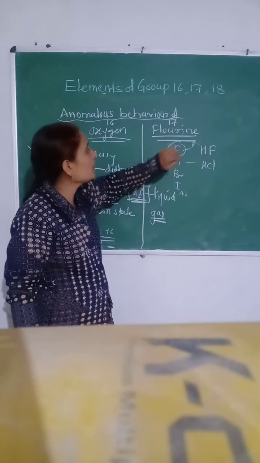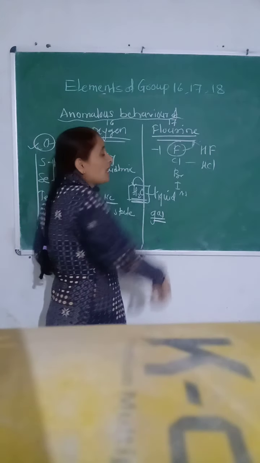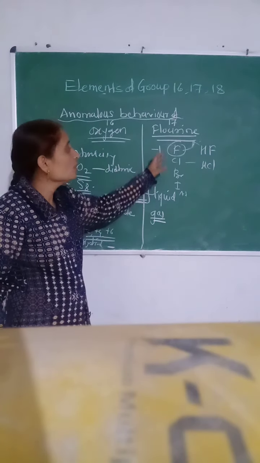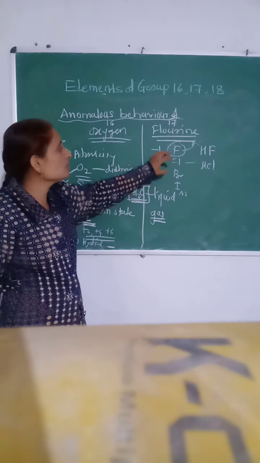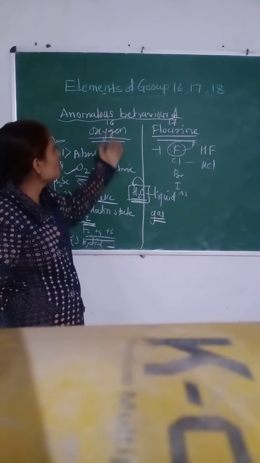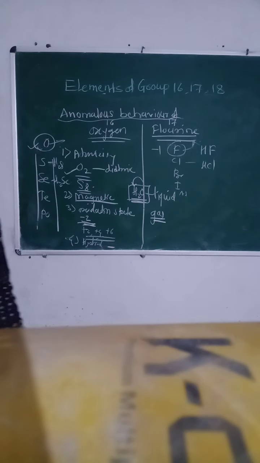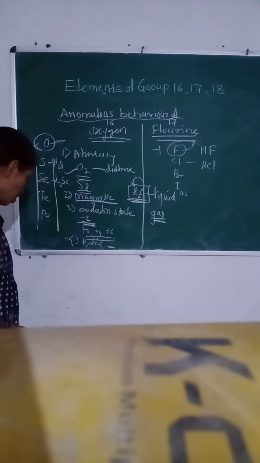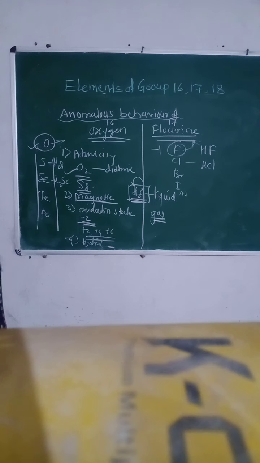Highest electronegativity is in fluorine. As for oxidation state, it always shows -1, while the others go to plus. These are the different properties. Fluorine has an anomalous nature compared to the other elements. Oxygen has an anomalous nature compared to the other elements. A 3-mark question can be asked on the anomalous behavior of oxygen and fluorine. See, next you have to study the next part of these properties.